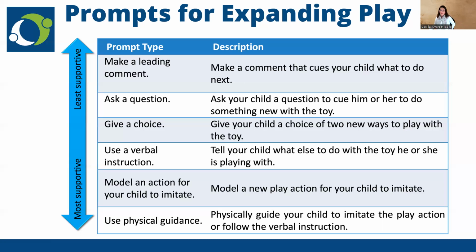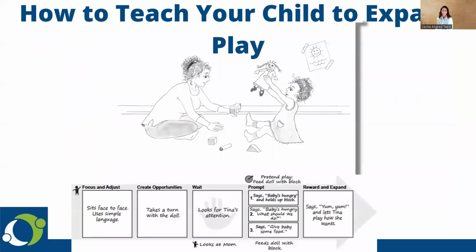If your child doesn't respond to the verbal prompts, you can use the prompts you have just learned for teaching imitation. Model a play action for your child to imitate, or use physical guidance, which is the most supportive, to help your child imitate your play action. And then you can follow it with a verbal instruction. Let's see how it would look by looking at this slide.